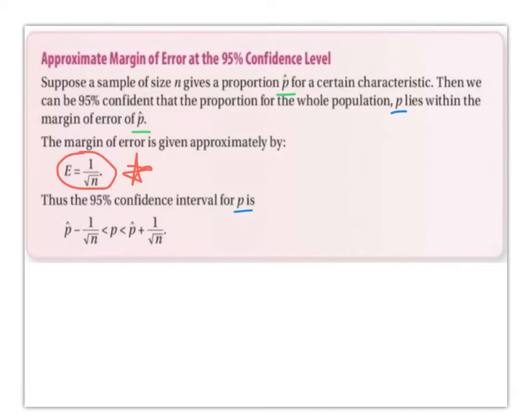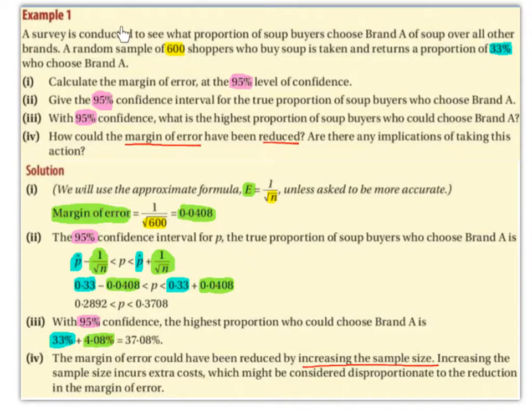margin of error. A survey is conducted to see what proportion of soup buyers chose brand A of soup over all other brands. A random sample of 600 shoppers who buy soup is taken and returns a proportion of 33% who chose brand A. So there was a sample of 600 shoppers, and it turned out that a proportion of 33% of them chose brand A. Part 1, we want to calculate the margin of error at the 95% level of confidence.